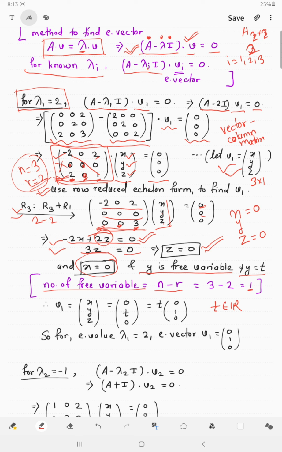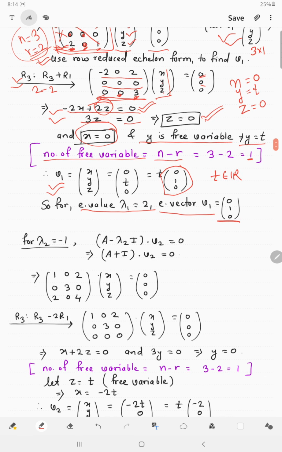Okay, so my eigenvector v1 is nothing but x y z. I put the values: x is 0, y is t, z is 0. I take t common, so I get this matrix 0 1 0. So my final answer is, for eigenvalue lambda 1 equal to 2, I get eigenvector v1 equal to 0 1 0. This requires lots of practice.